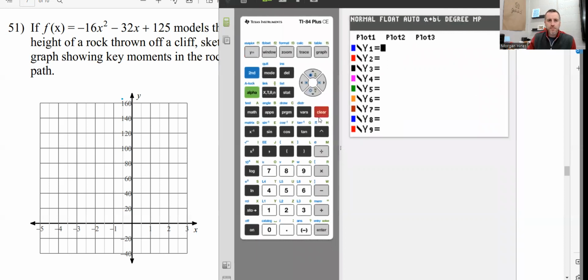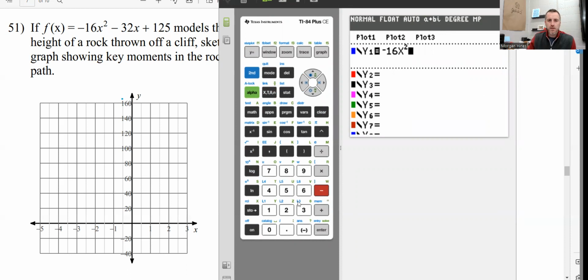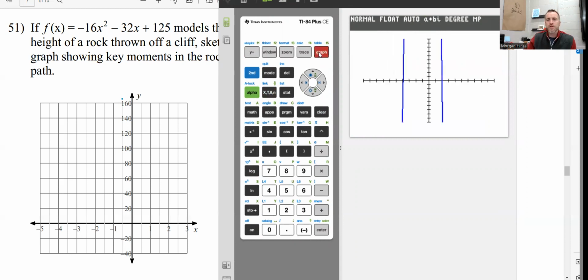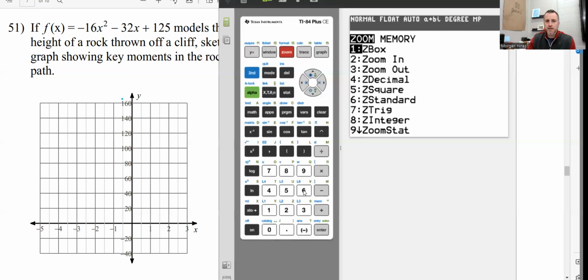All right. So I'm just going to plug this in. Negative 16x squared. No, not log. Squared. Minus 32x plus 125. We hit graph, and you see something like that. If you don't see that, try hitting zoom and 6.